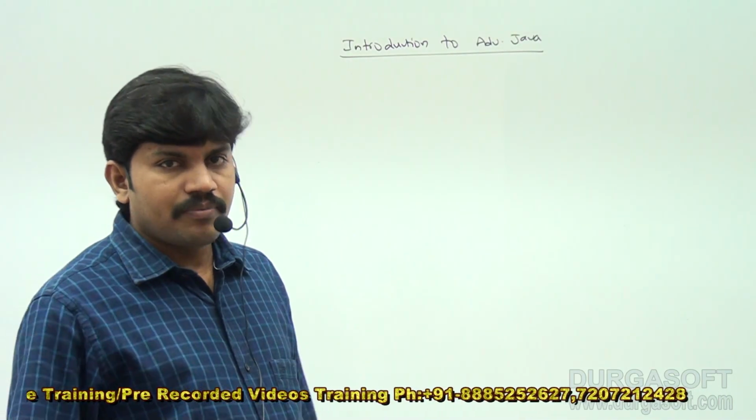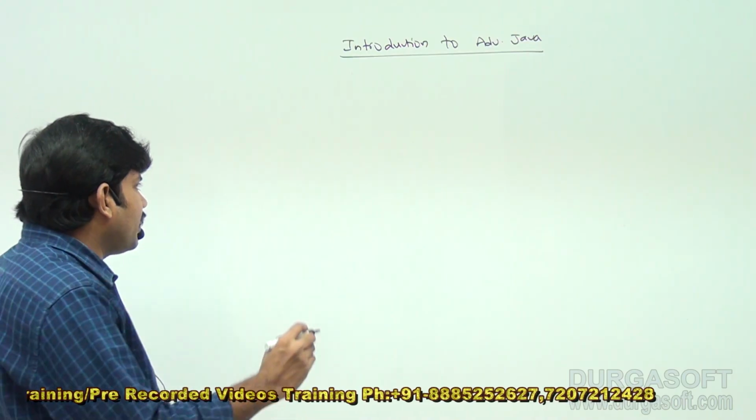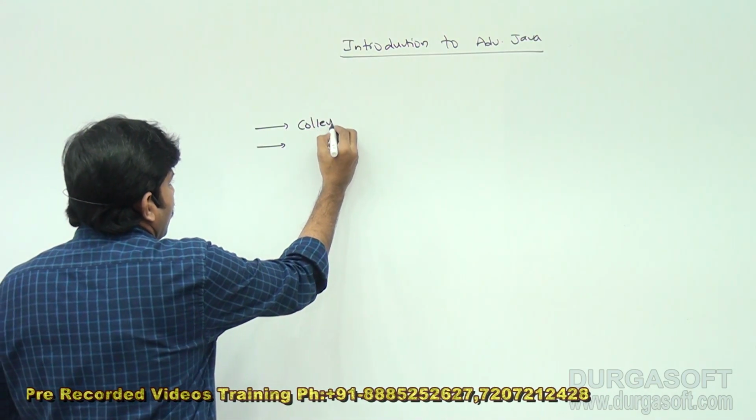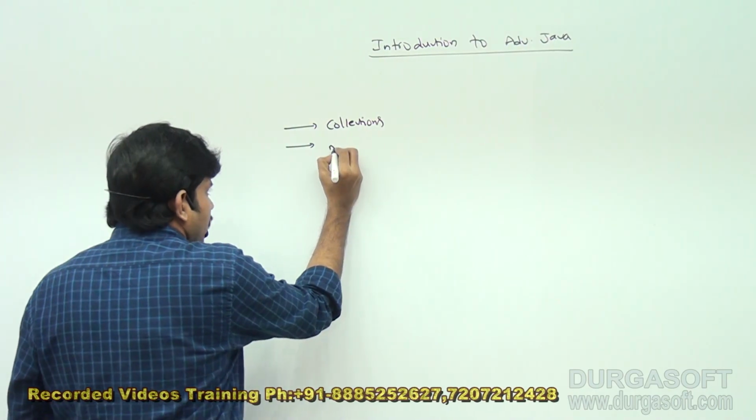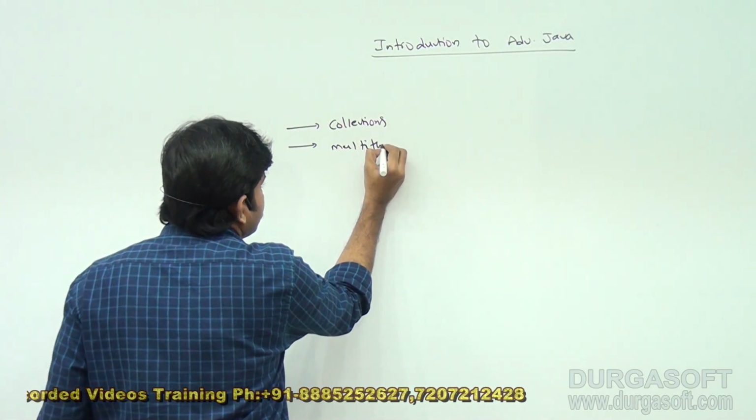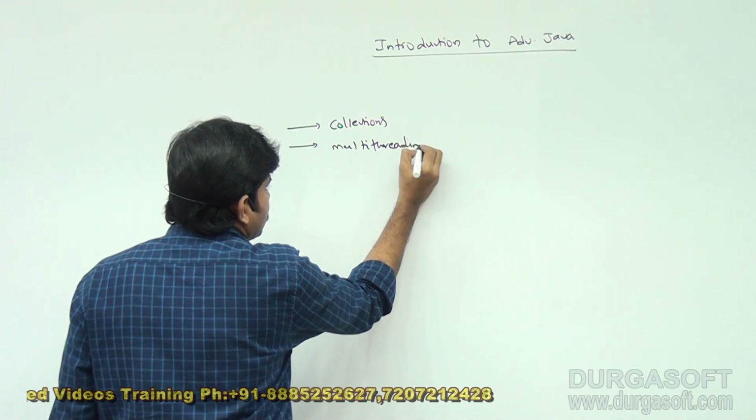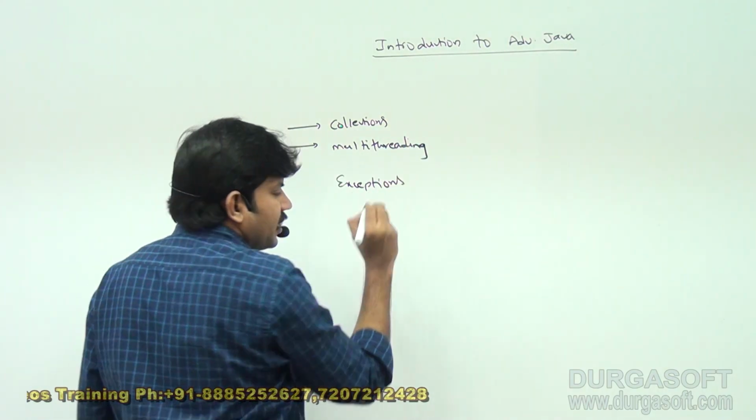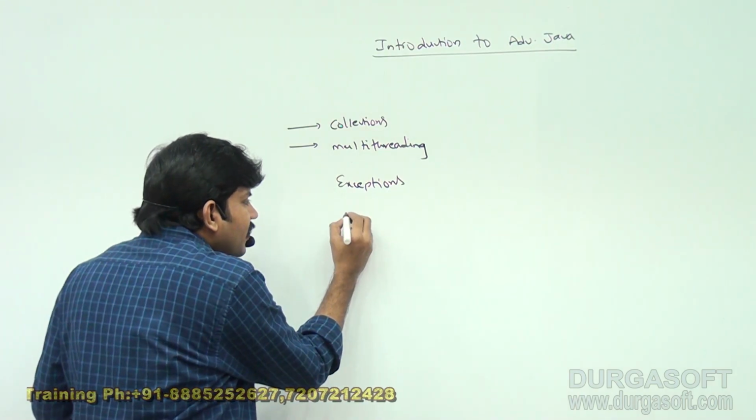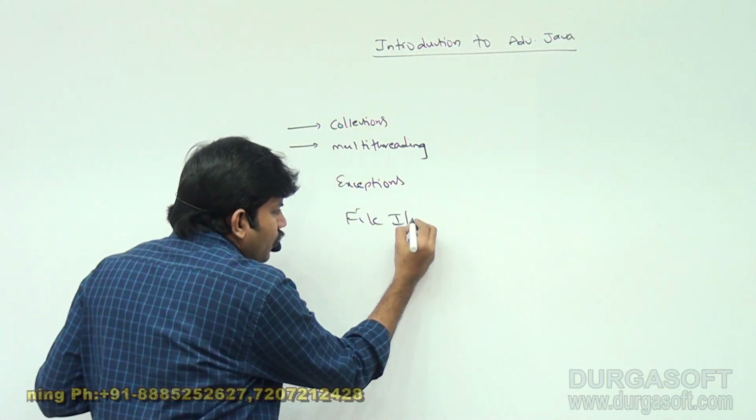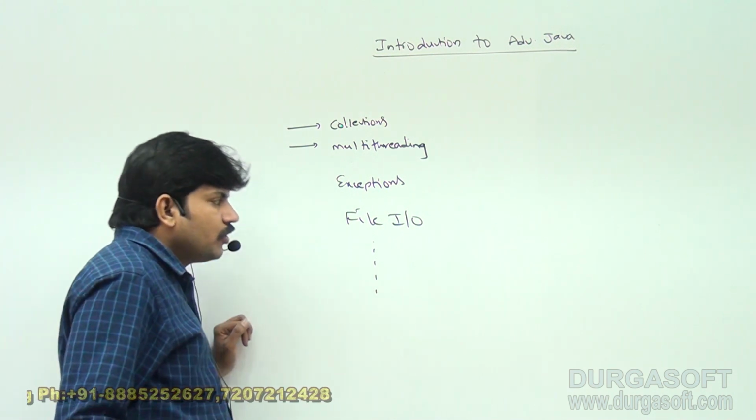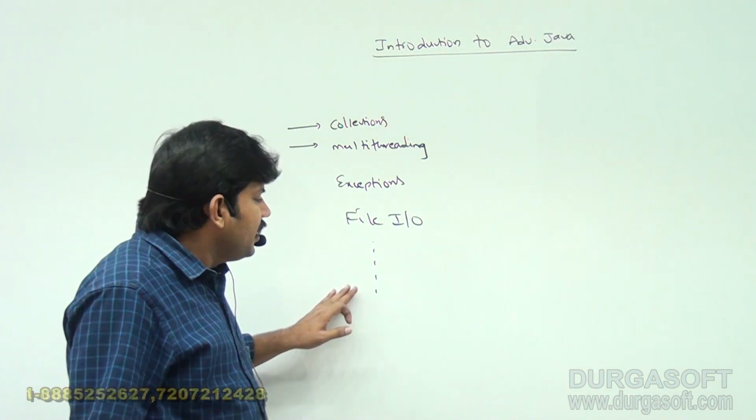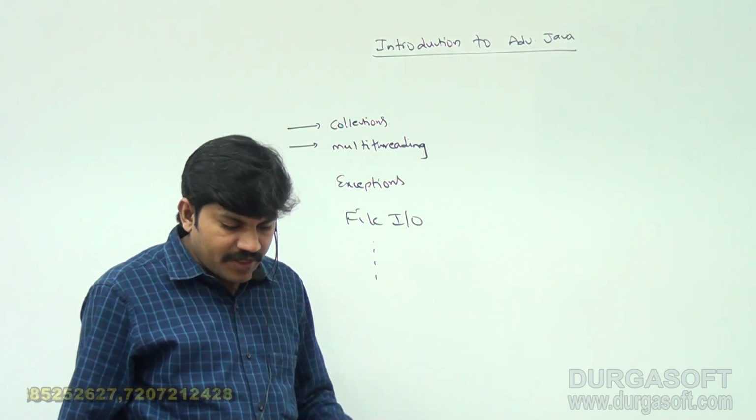Very simple, sir. In core Java you learn multiple topics like the collections concept, multi-threading concepts, exception handling, and file IO, like a huge syllabus, sir. We already covered that in core Java. But what is the need of learning advanced Java, right?